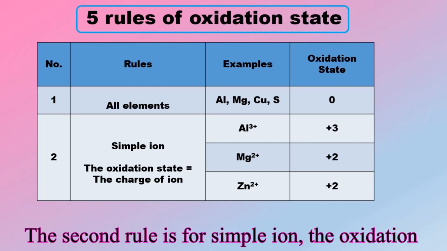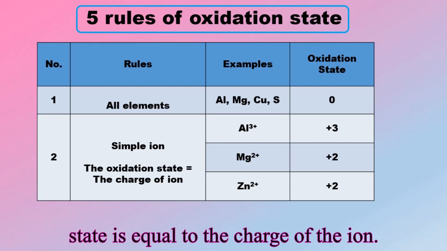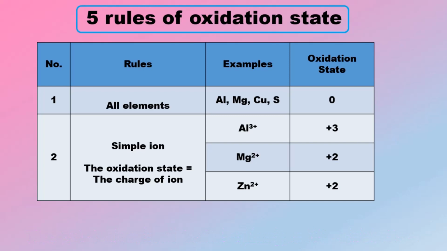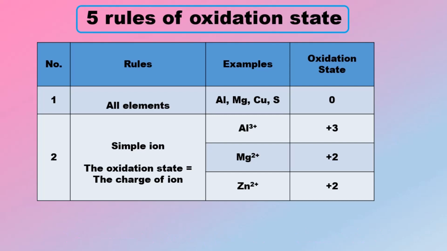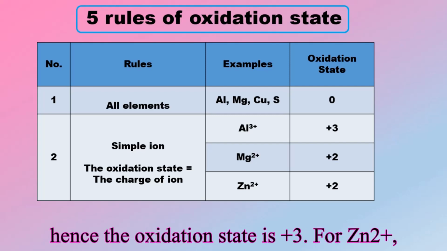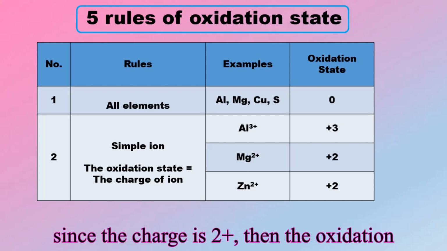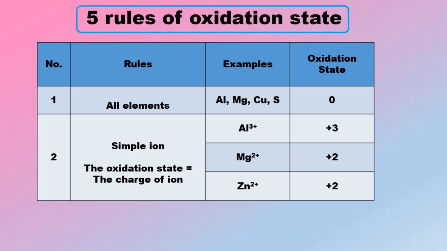The second rule is for simple ions, the oxidation state is equal to the charge of the ion. For example, Al3+, since the charge is 3+, hence the oxidation state is +3. For Zn2+, since the charge is 2+, then the oxidation state is +2.